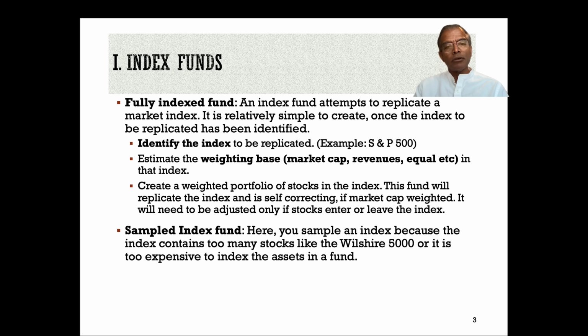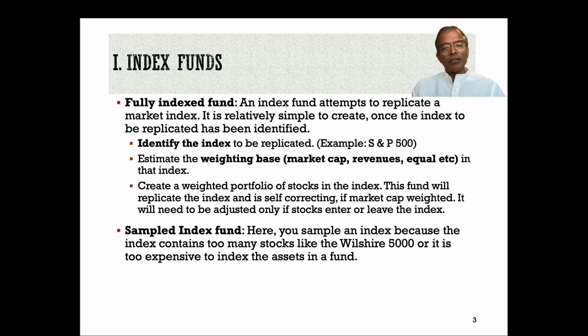But there are alternatives. You could create an index fund weighted based on revenues. Large revenue companies are weighted more. We can have an index fund that's not weighted at all. It's an equally weighted index fund. The market cap weighted index fund is the most common, but the alternatives exist. Third, you create a weighted portfolio of the stocks in the index. So basically, you take the 500 stocks in the S&P 500 and hold them in proportion to the market cap, given how big your fund is. That's a fully indexed fund.